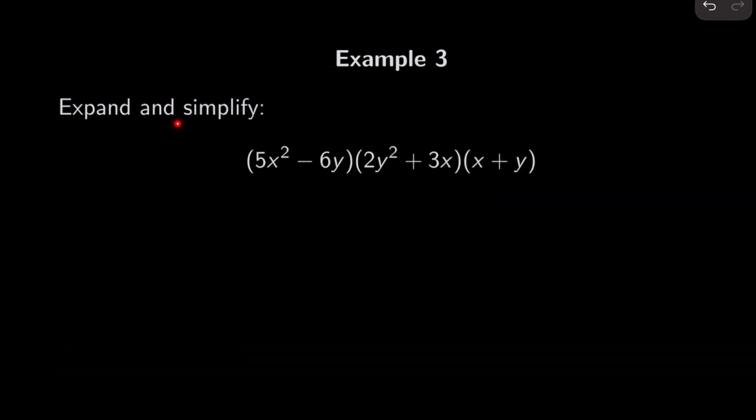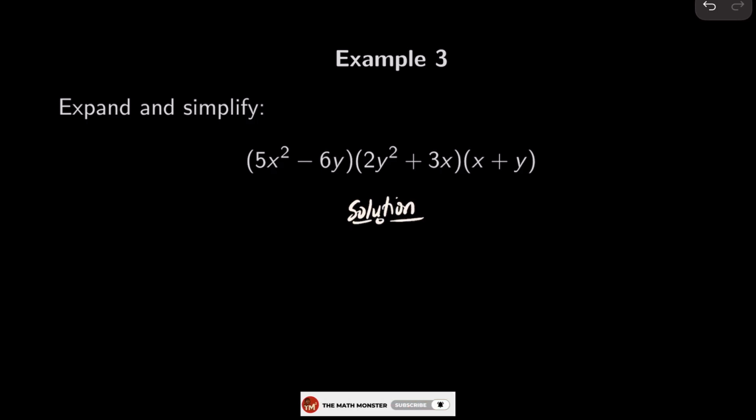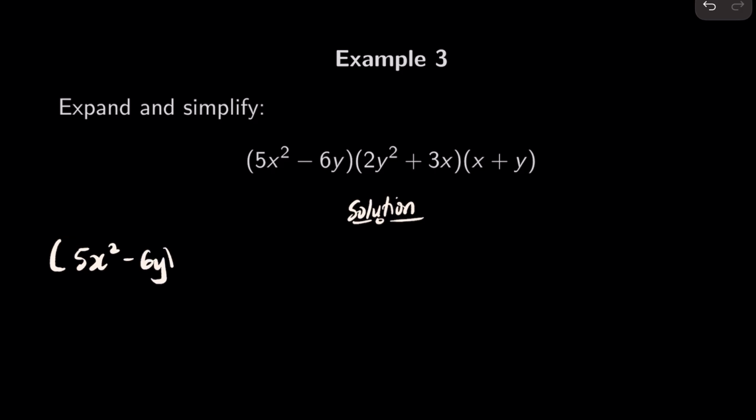Example 3. Expand and simplify the expression given below. Solution. So here we have the expression to be 5x squared minus 6y multiplying 2y squared plus 3x, then multiplying x plus y. So here we have the binomials to be 3, right? So we have 3 binomials, the first one, second one, and the third one, right?